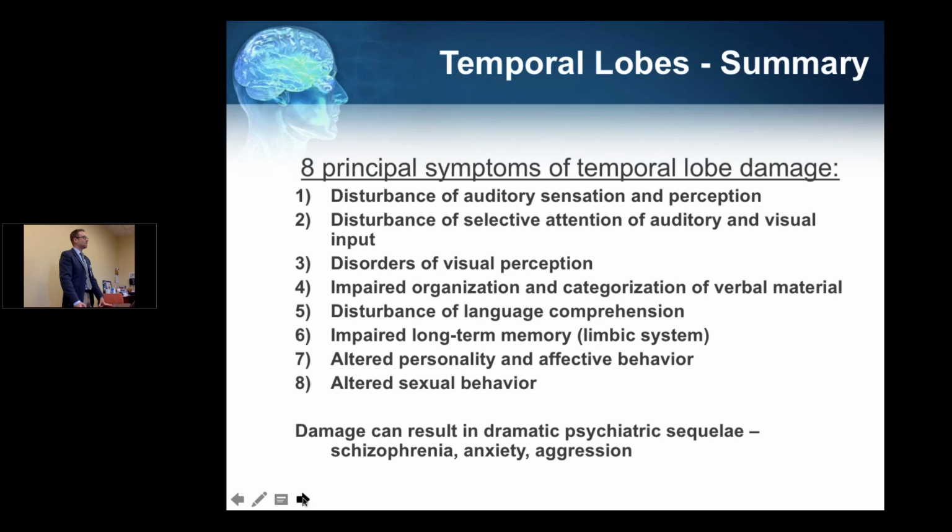Yes, ma'am? You keep talking about damage, which makes me think of an injury or something of that nature, but are we also talking about just developmental issues? Yeah, because it's still damaged. It's still abnormal development of the brain. Yeah, and so yeah, absolutely, yes.